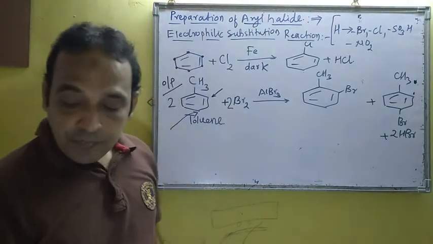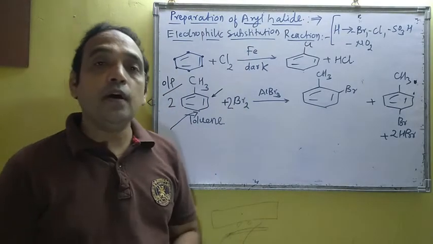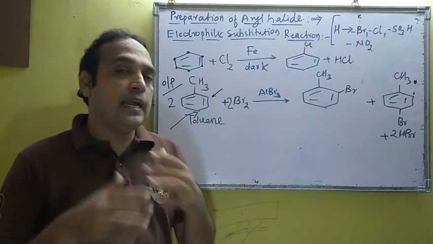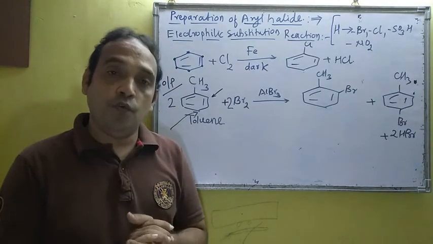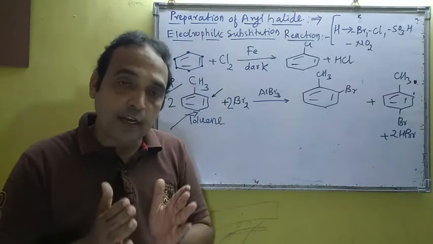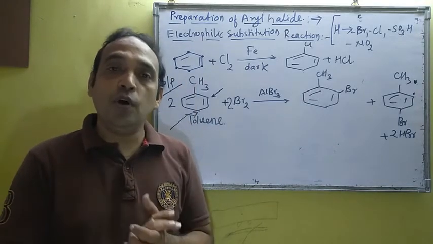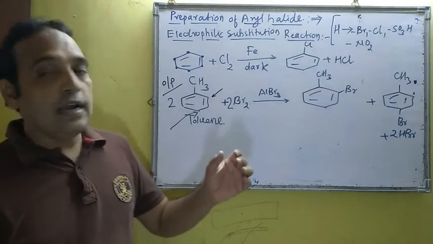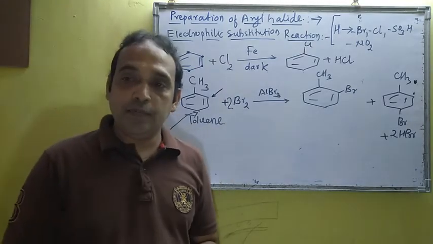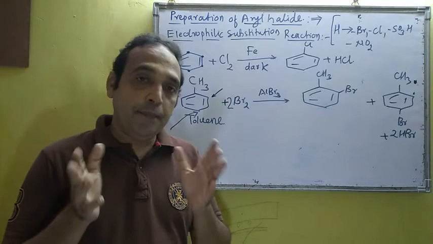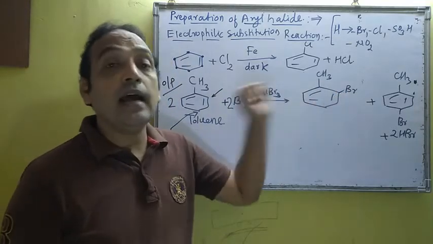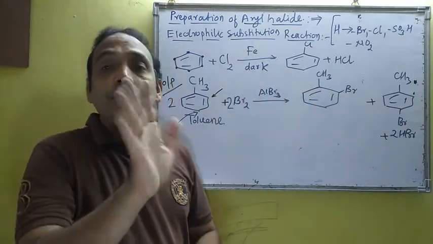Now student, in this case we can't prepare fluorobenzene because it is highly explosive, highly reactive. Amongst all halogen atoms, fluorine is the most reactive, so we can't prepare fluorobenzene. Now suppose I have to prepare iodobenzene, meaning instead of Cl and Br I have to attach I here. So direct iodination is not possible.